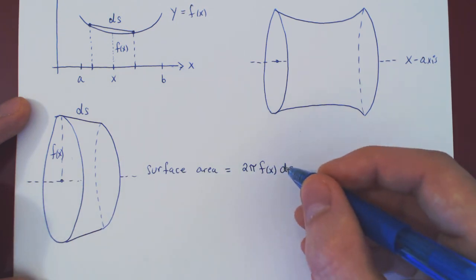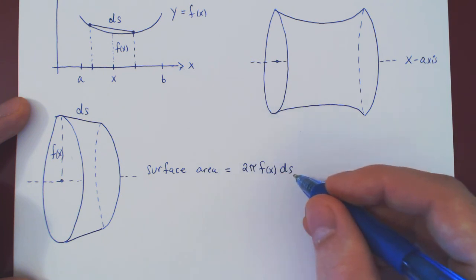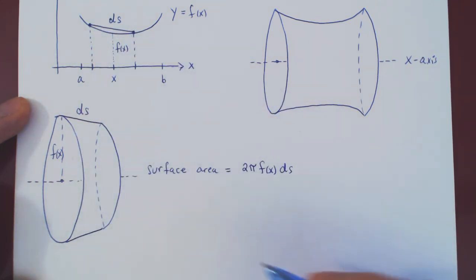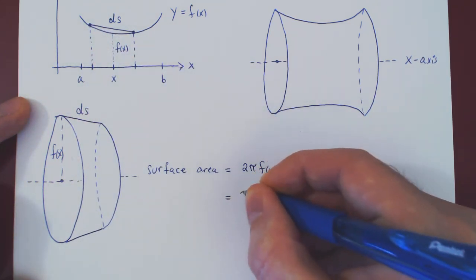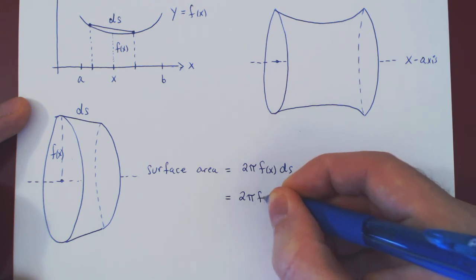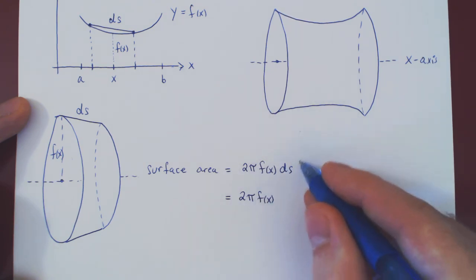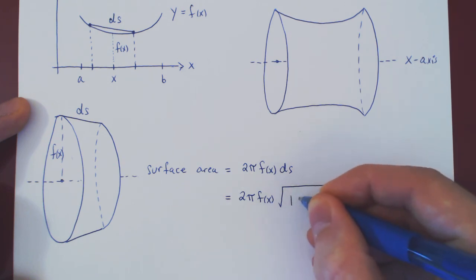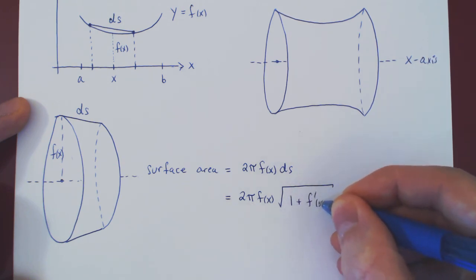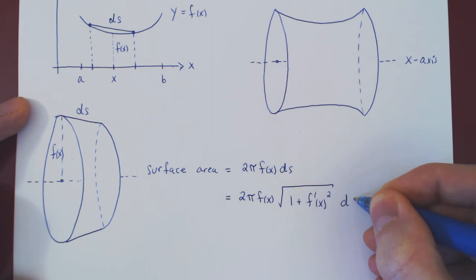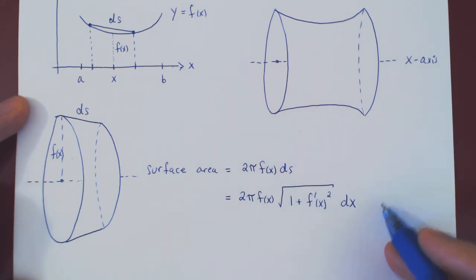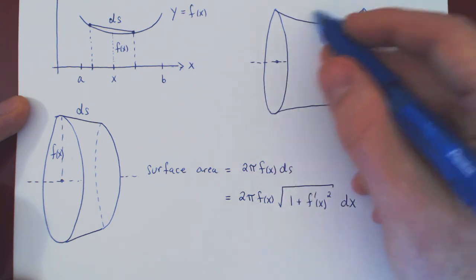The only problem now is we'd like this to be all a function of x. Well, if you remember, ds again is the length of this infinitesimal segment, and if you recall our discussion of arc length, we know that as a function of x, ds is the square root of 1 plus the derivative of the function squared dx. And there you go.